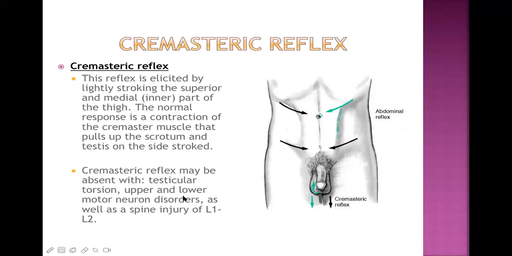Now, cremasteric reflex may be absent in some testicular disease like testicular torsion, upper and lower motor neuron disorders, as well as spine injury of L1 and L2, because the root value of cremasteric reflex is mainly L1. L2 also plays a role, but L1 is the main one. So in upper motor neuron lesion as well, cremasteric reflex is absent. There's no doubt in lower motor neuron it is absent. It is very easy to understand. In some testicular disease also, testes cannot move up, so it is absent.